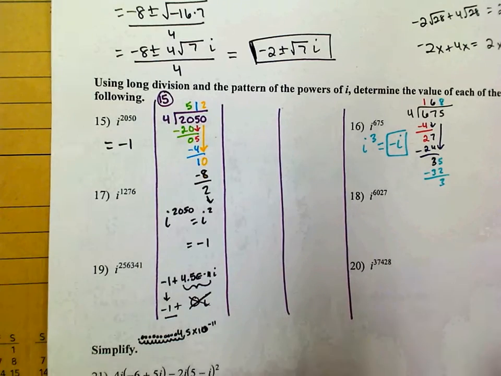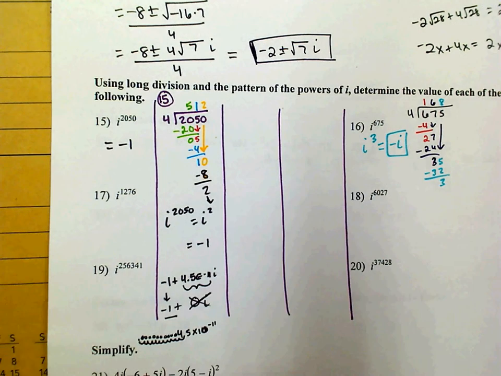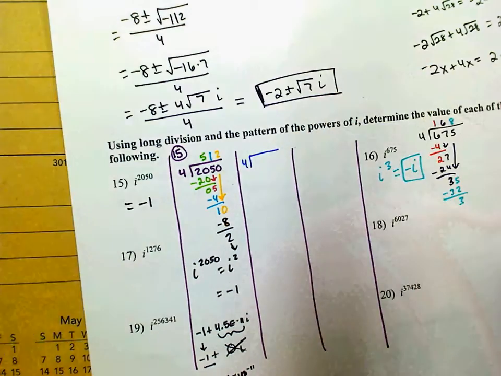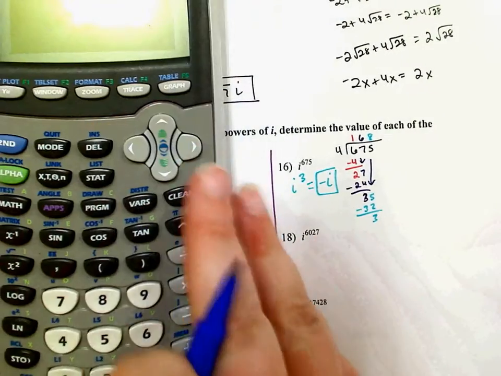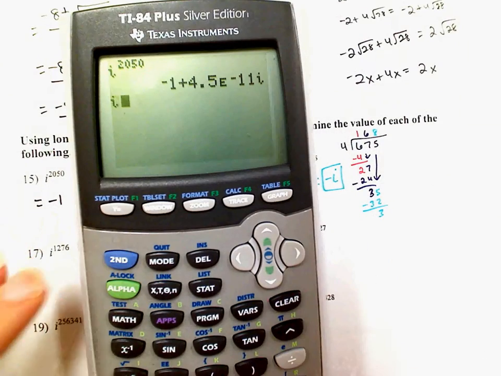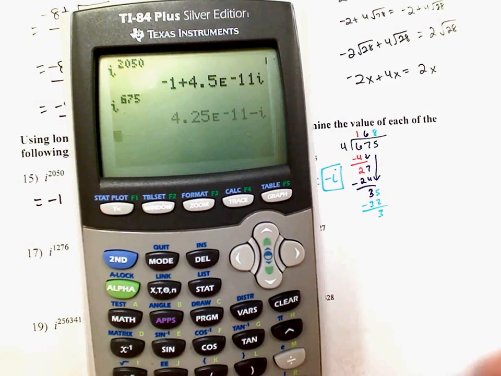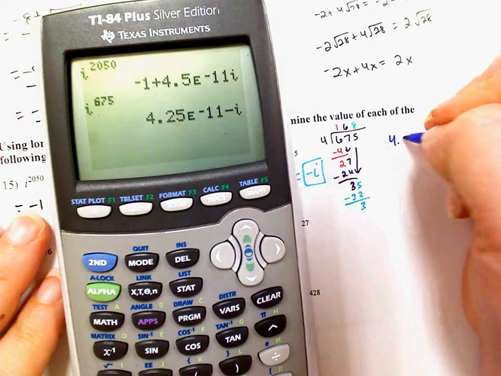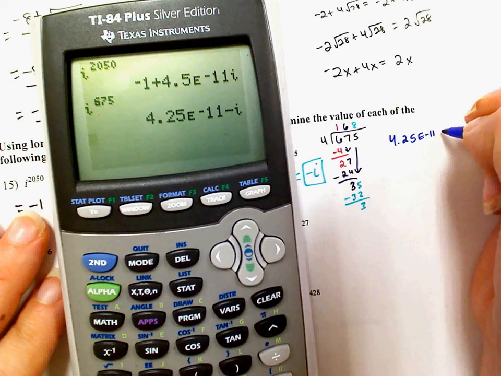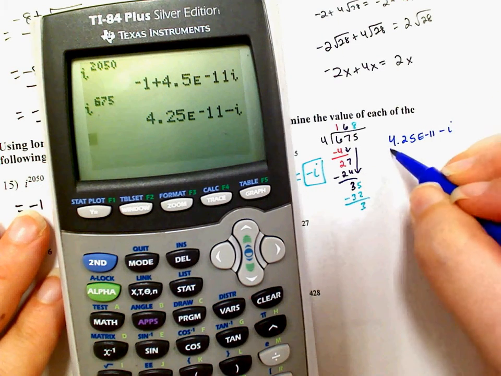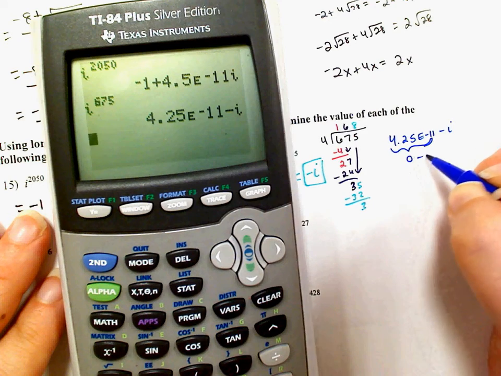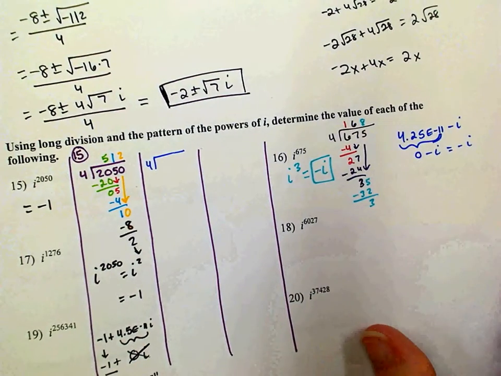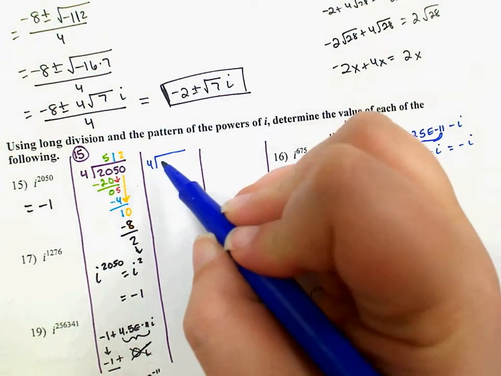Let's do 17. I want to divide 4 into, oh, well, I guess I could go ahead and type that in real quick, just so you can see. Second i raised to the 675th, and I get 4.25 e to the negative 11th minus i. So 4.25 e negative 11 minus i. Okay, that whole number is 0, and 0 minus i is just negative i. Okay? On 17, I want to divide 4 into 1276.